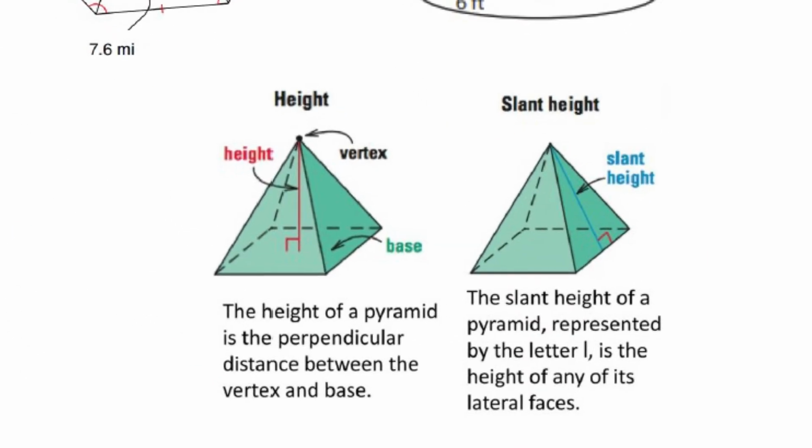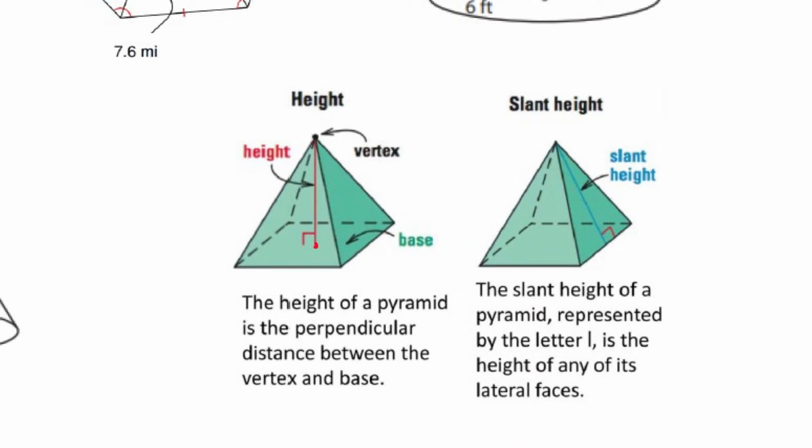All right, you see the difference between the height and slant height? The height goes from the middle of the base up to the vertex. It goes through the very middle of the pyramid. The slant height goes from the middle of an outside edge up to the vertex. Slant height's going along the outside. The height goes up through the middle of the solid shape.